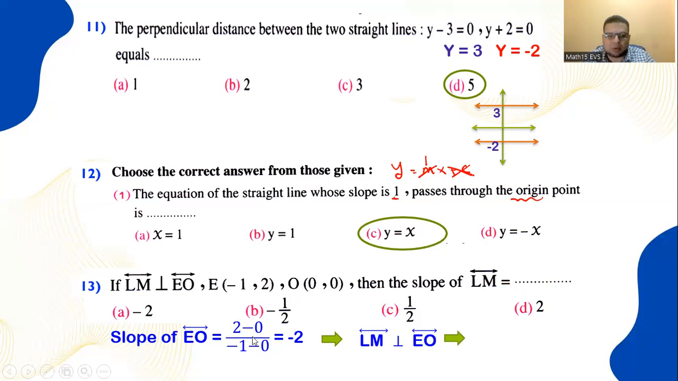I get now the slope of EO, but I need the slope of LM, which is perpendicular. So you will make -2 over 1 become 1 over +2. That means 1 over 2.